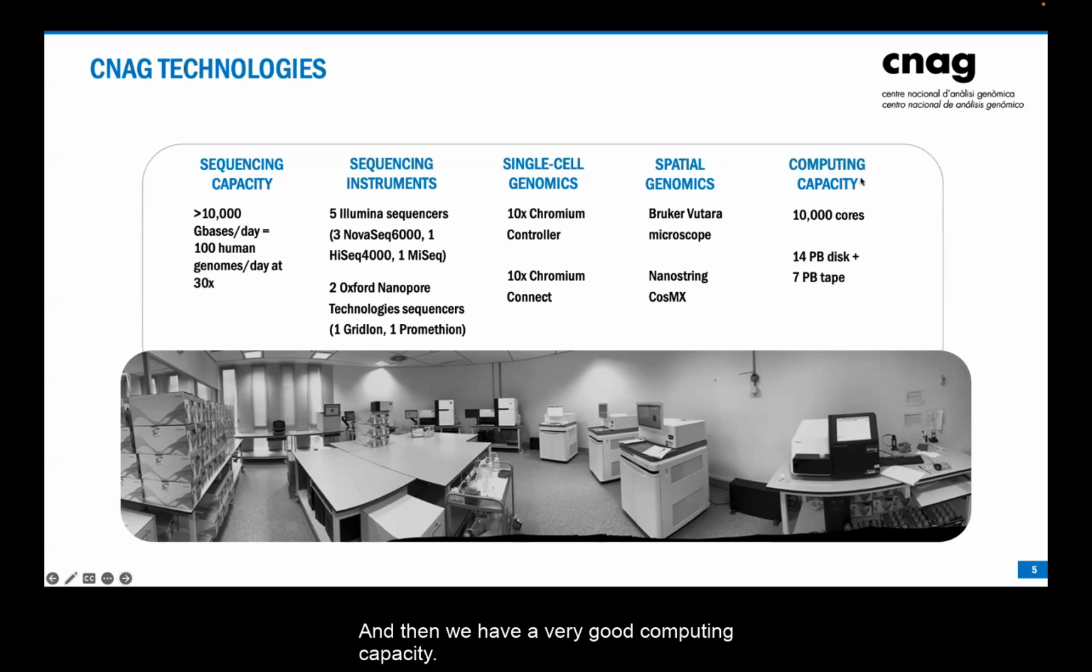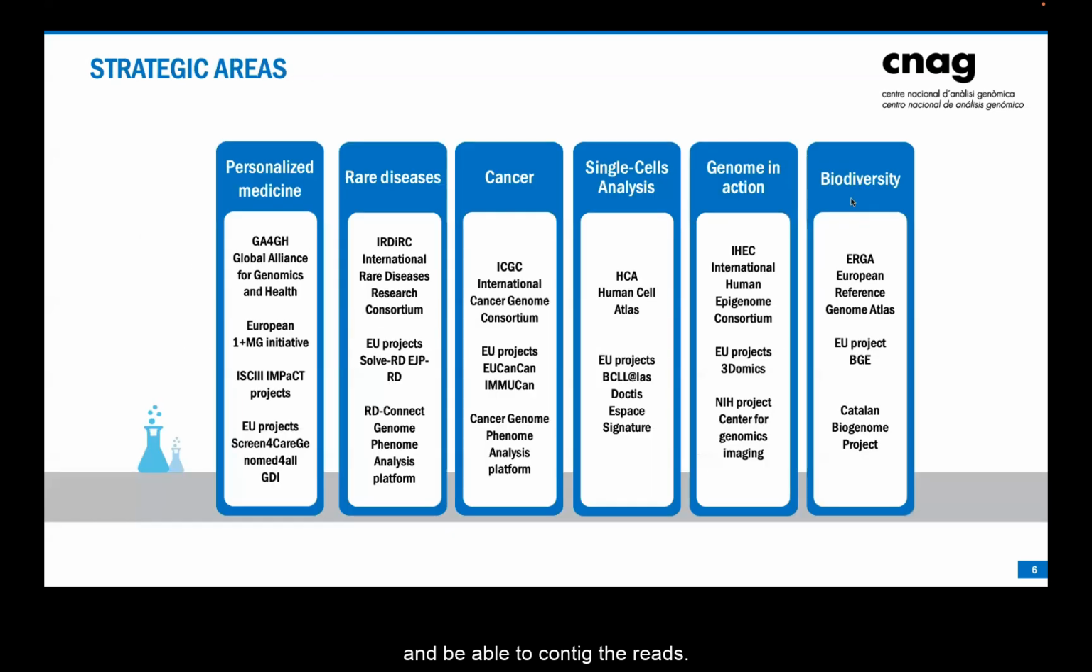Then we have a very good computing capacity. We have plenty of space and CPUs and cores and nodes to compute the assembly work and the mappings. The new nodes we have all have 1 terabyte of RAM, and a few of them even 2 terabytes of RAM. So we can deal with nasty genomes and be able to conduct the reads.